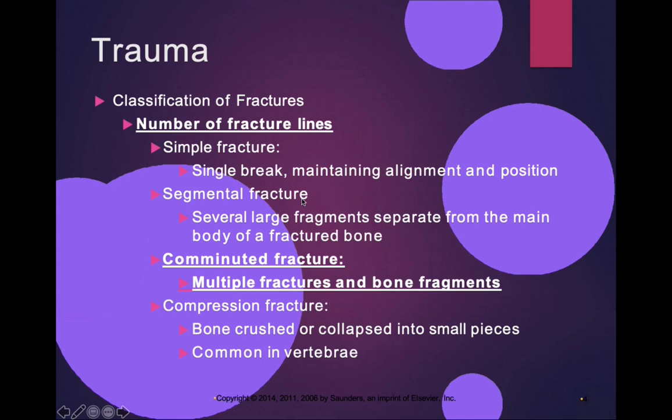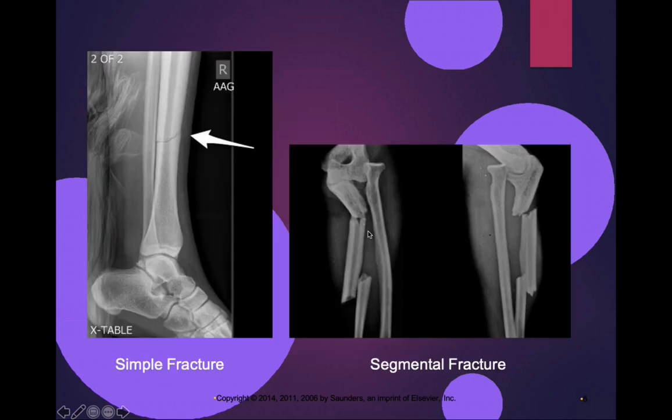A segmental fracture is when there are several large fragments that separate from the main body of the fragmented bone. So we could see that this looks like it is the ulna, and it is. Here's the head of the radius. Here's the distal humerus, the olecranon process, the coronoid process, and we could see that it's fractured here and here, and you got one, two, you got three different segments. That's a segmental fracture.